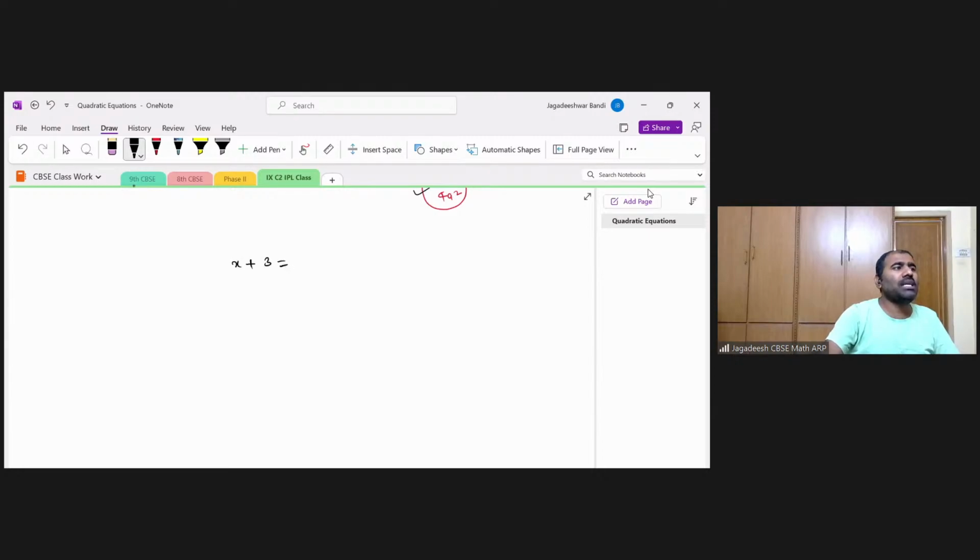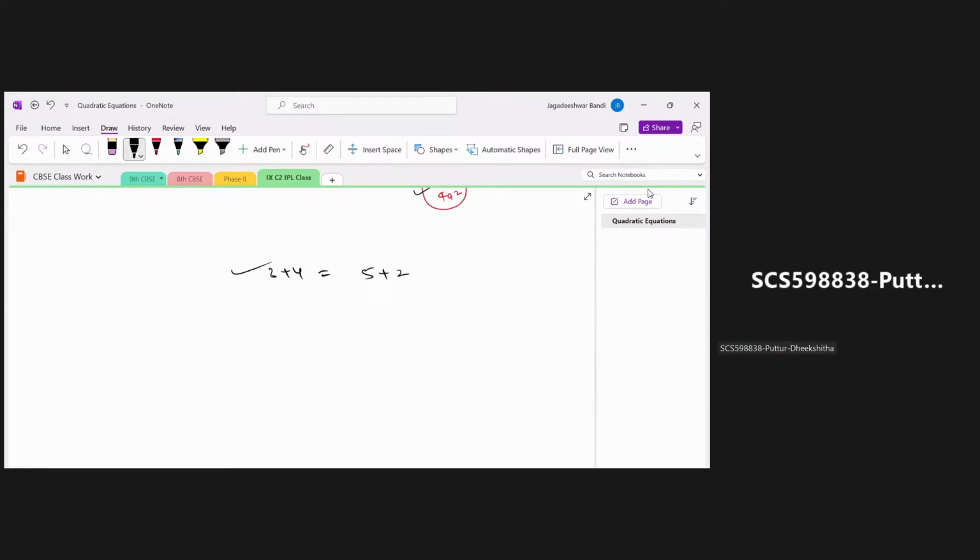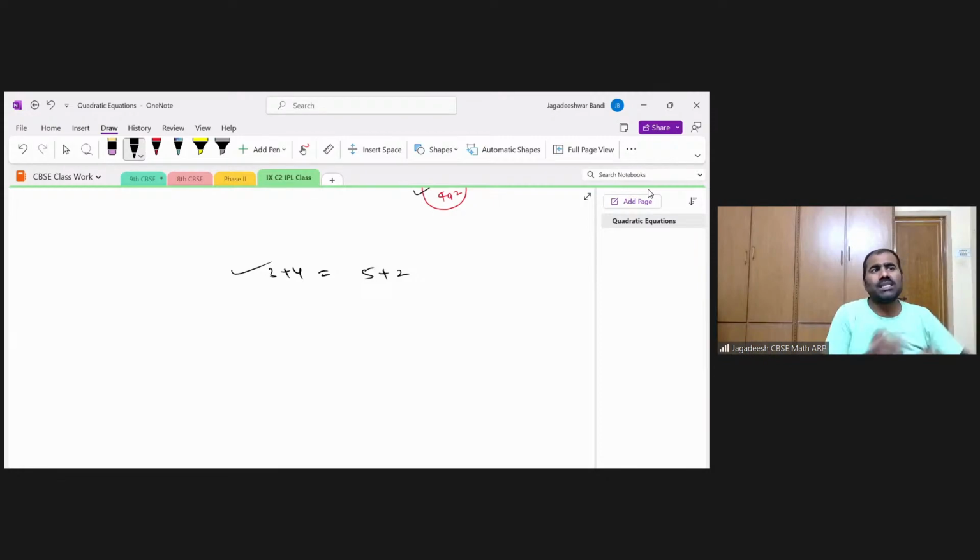Suppose I have x plus 3 equal to 5. This equation, please observe carefully. I have added some 4 on the right hand side. If you want to understand still better, 3 plus 4 equal to 5 plus 2. Children, can someone please tell me, is this a correct statement or a wrong statement? 3 plus 4 equal to 5 plus 2. Correct. 3 plus 4 is 7 and 5 plus 2 is 7.